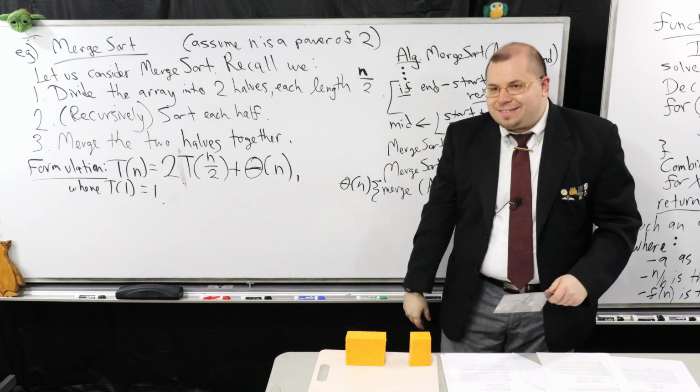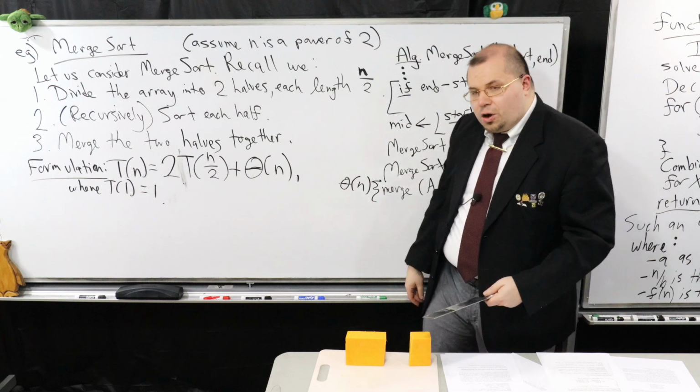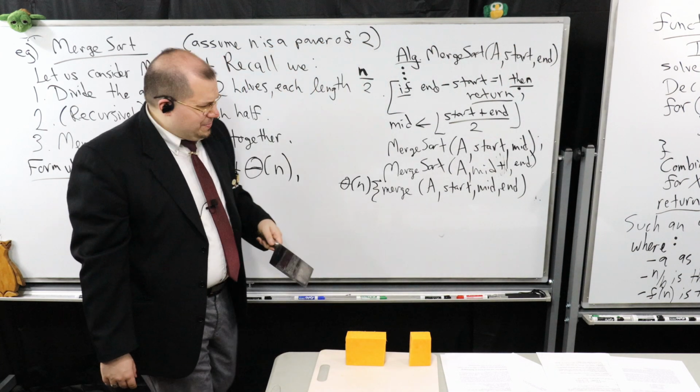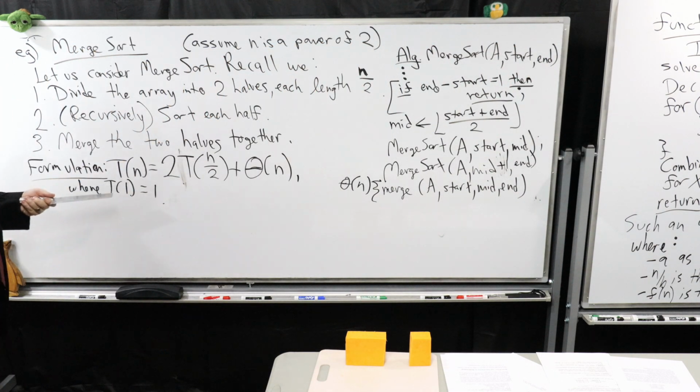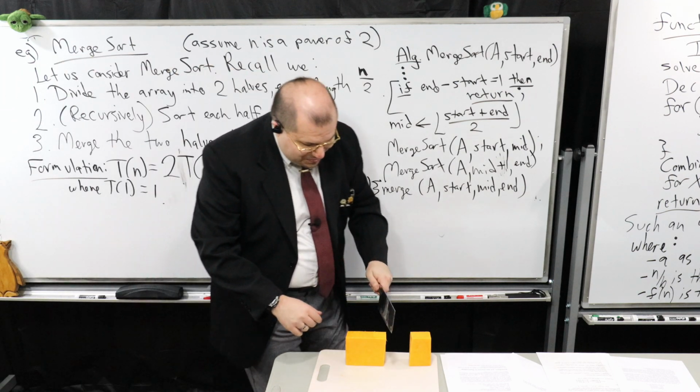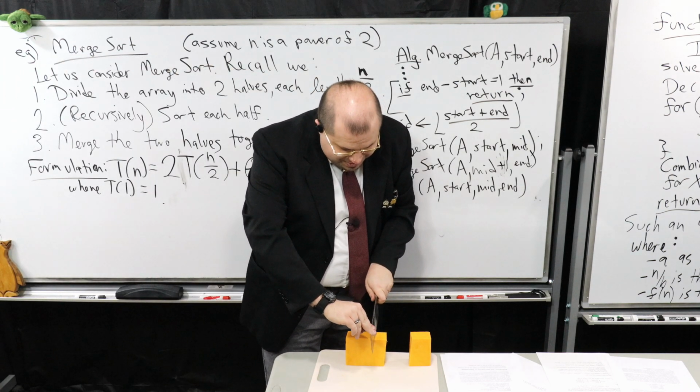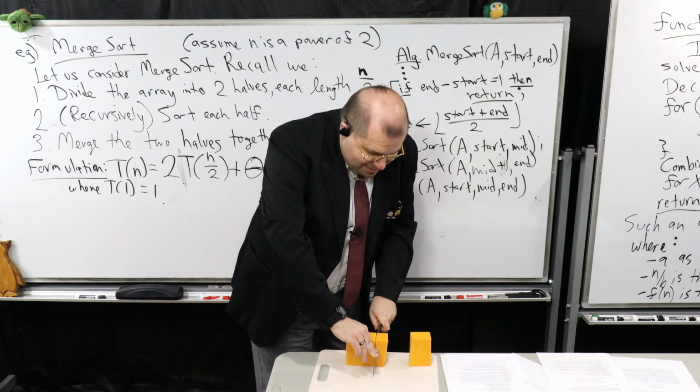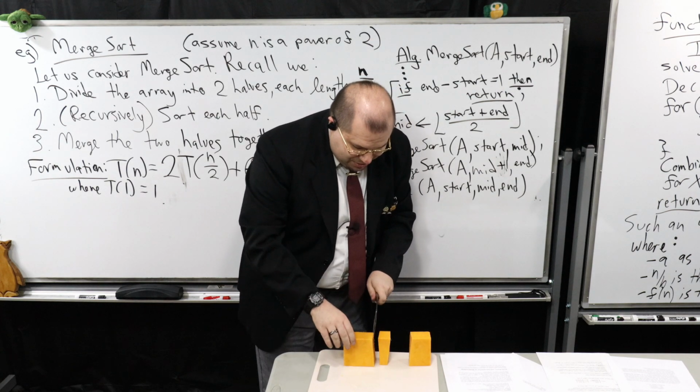So I'm going to set that aside. But 2 recursive calls happen, each on a half. Each one of those halves means I'm going to be calling T(2). So T(2) is, so I have 2 recursive calls that happen.